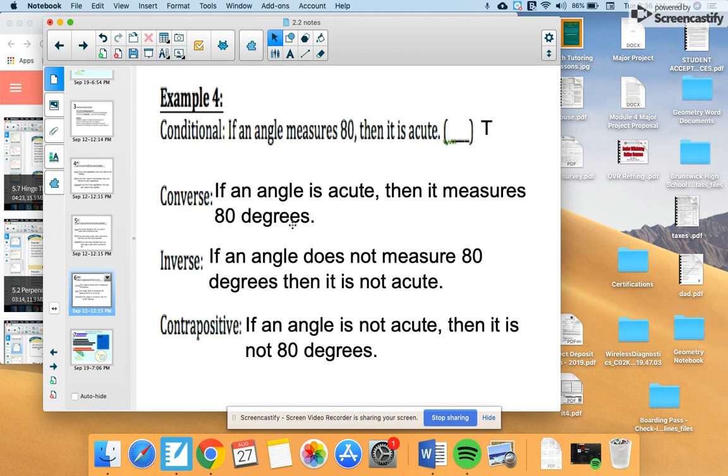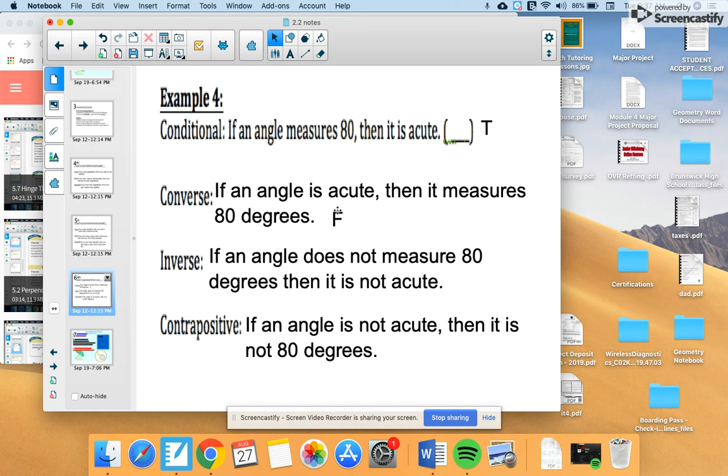Now we have the converse, which is where we flip the conclusion and the hypothesis. So if an angle is acute, then it measures 80 degrees. Now, that's false, because we can think of a counterexample. Just because it is acute doesn't mean that it has to measure 80 degrees. It can measure anything from 1 degree to 89 degrees, sorry.